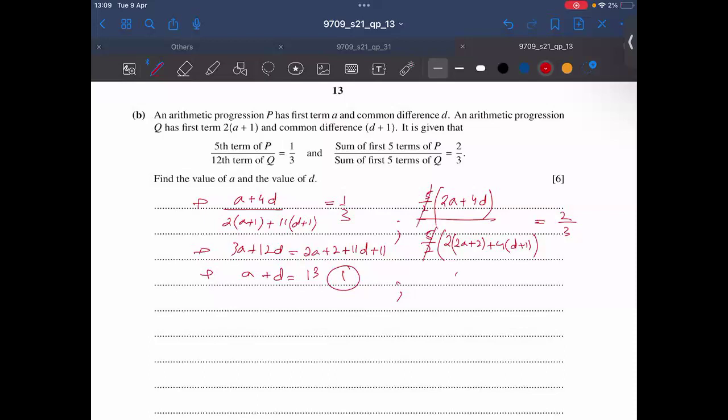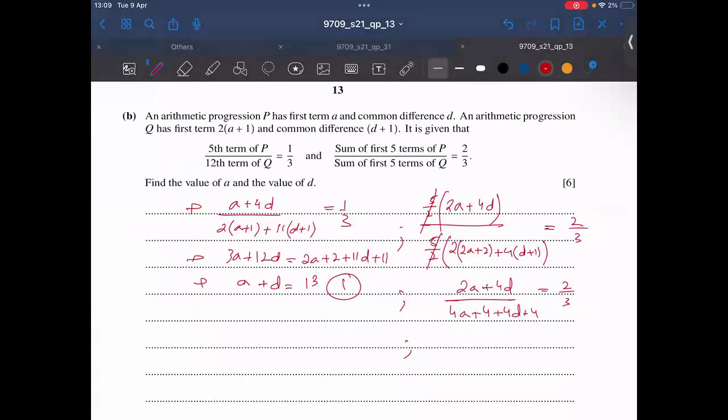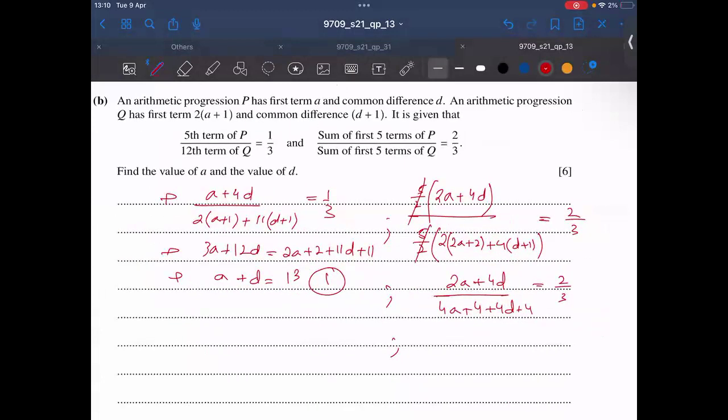5 over 2, 5 over 2 is going to get cancelled. It's going to be 2A plus 4D divided by 2 times 2 is 4A plus 4 plus 4D plus 4. Sir, I didn't get it. Look, this denominator is for Q and the numerator is for P. I'm going to have 2A plus 4D divided by 4A plus 4 plus 4D plus 4.